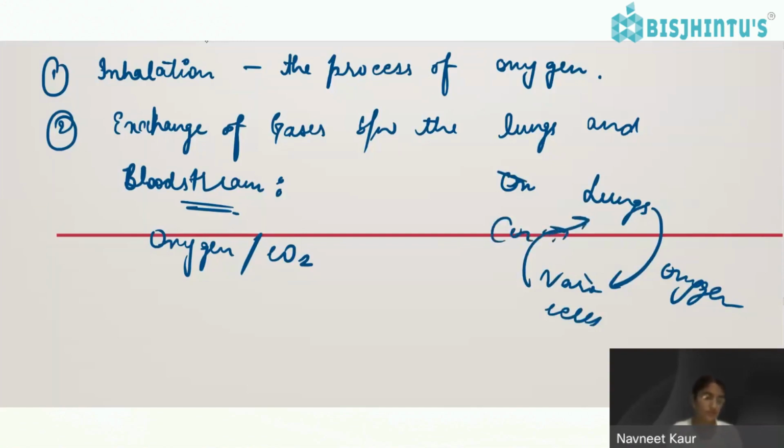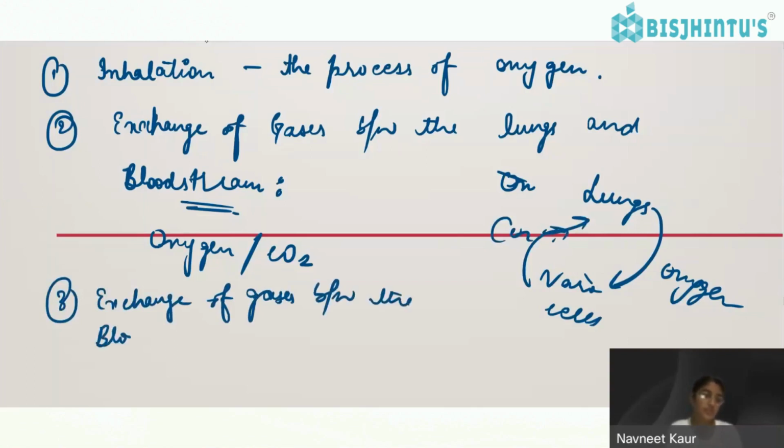Okay. So next here comes exchange of gases between the bloodstream and tissues. The same process happens with tissues here. Rather than lungs we have the bloodstream. The tissues take oxygen from the bloodstream and release carbon dioxide into it. Okay, so this was about the respiratory system.